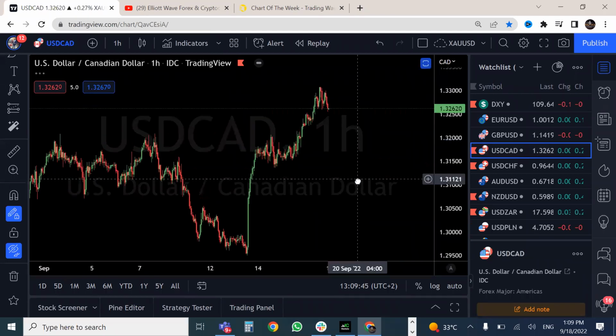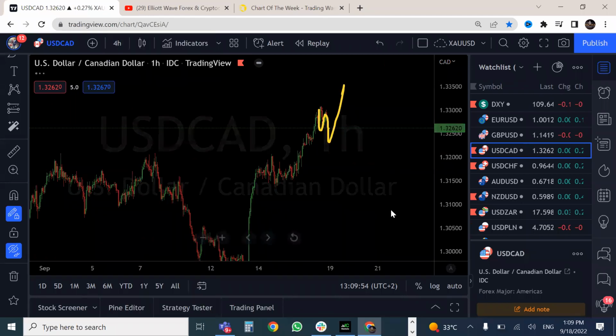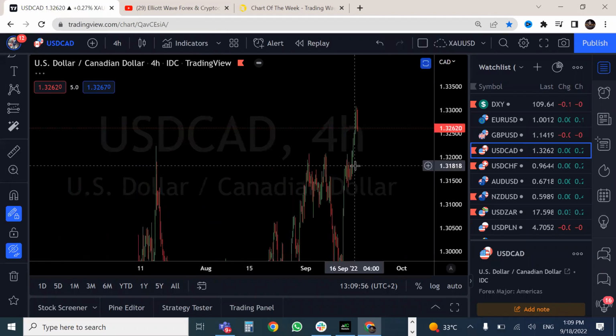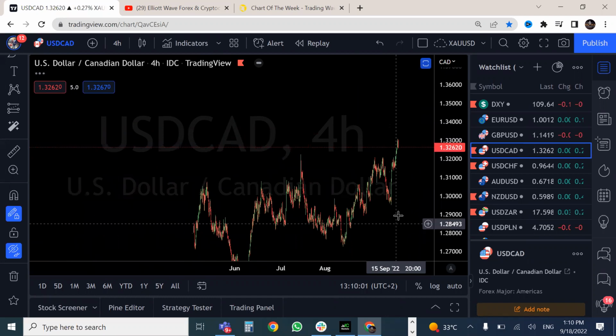US dollar CAD also making what looks like a corrective structure at the top here. We'll be anticipating that this will continue to push to the upside. Let me go back to the 4-hour so you can at least have some perspective of the bigger chart as well. All right, so this is where we are with US dollar CAD.